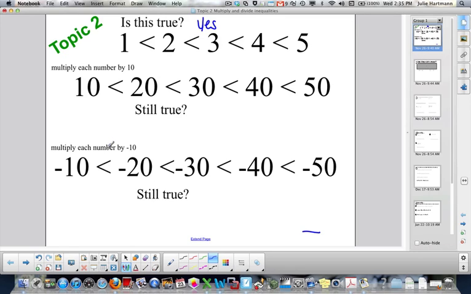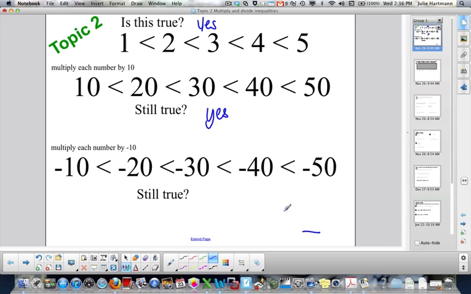All right, now we're going to multiply each original number by negative 10. So 1 times negative 10, 2 times negative 10, 3 times negative 10, and so on. Now, is this still true? Is negative 10 less than negative 20, less than negative 30, less than negative 40, and less than negative 50? No, that is not true.